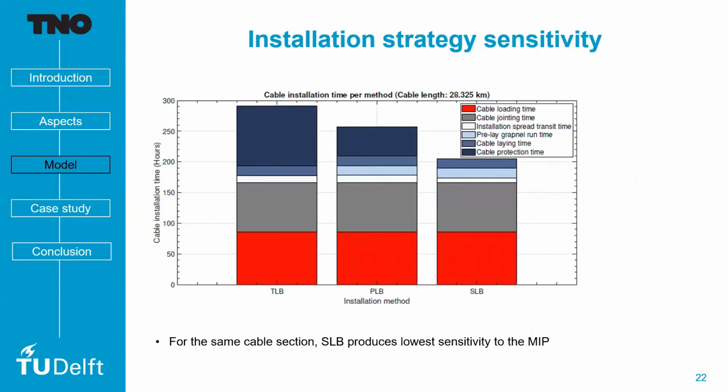And finally, installation strategy sensitivity. So what if you have the same route and you choose 3 different methods for installing? Well, you can see here that burying the cable and laying it simultaneously decreases your work time the most. And if you do a more protective installation method, such as, for example, creating the trench first and then burying the cable later, that will consume the highest amount of time.